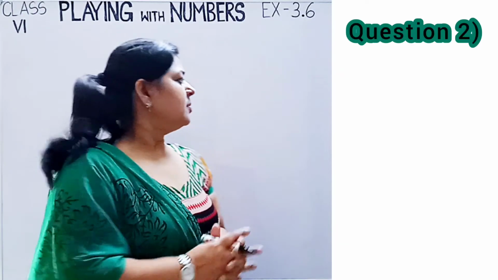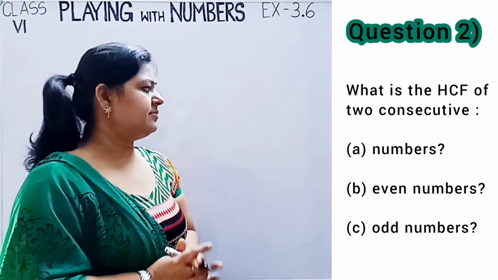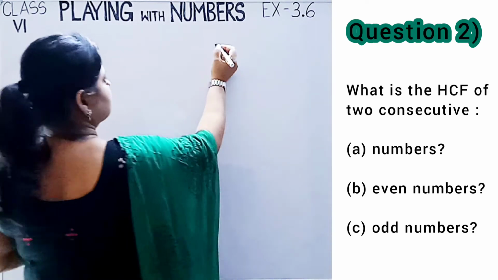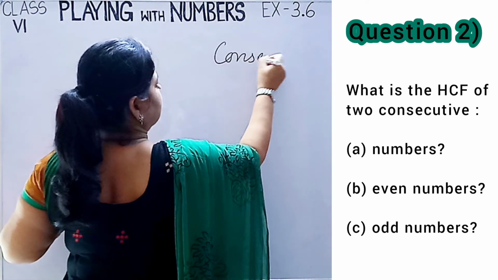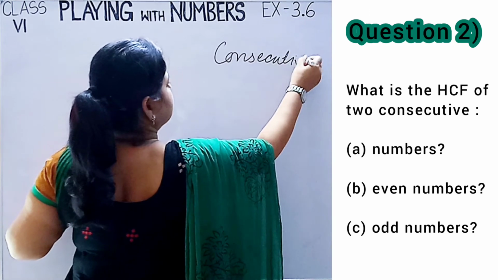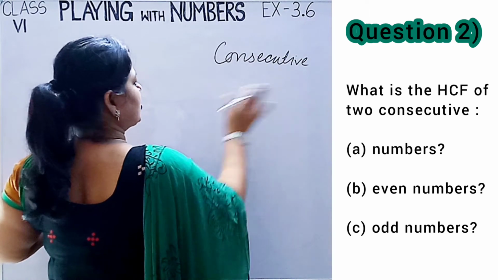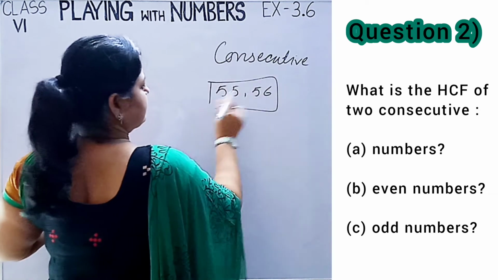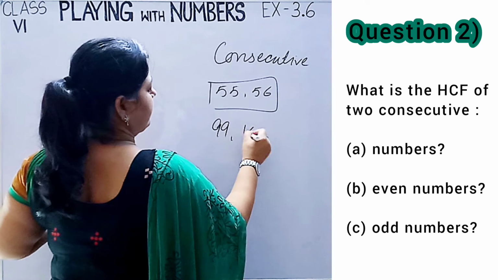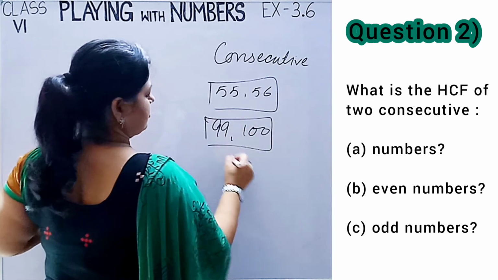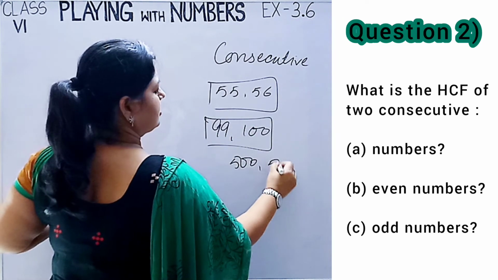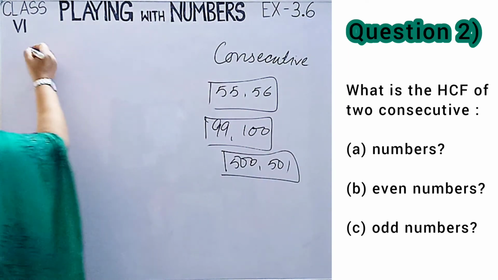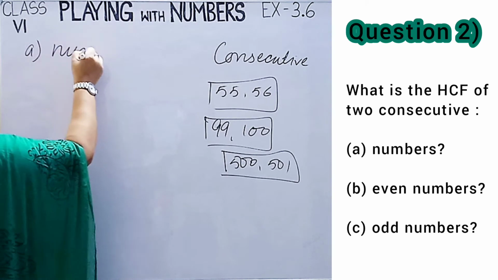Question number 2. What is the HCF of two consecutive numbers, even numbers and odd numbers? Consecutive means the numbers are in sequence. 55, 56. Consecutive numbers. 99, 100. Consecutive numbers. 500, 501. Consecutive numbers. So, A part is numbers.